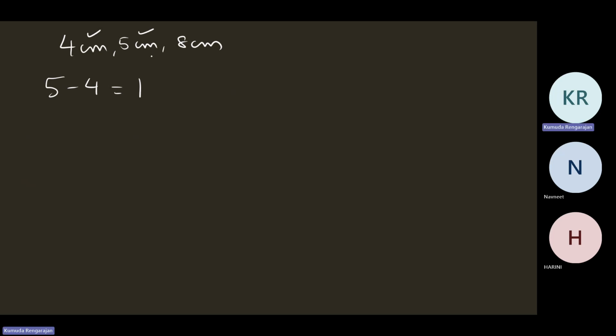Anyway, we have taken the first two sides. Their difference, 5 minus 4, is 1. And this should be less than the third side. Yeah, 1 is less than 8. True.